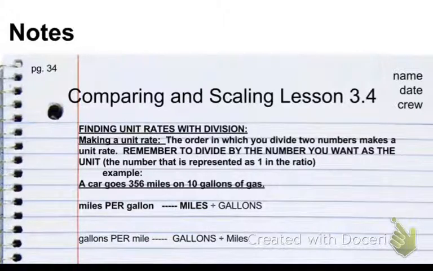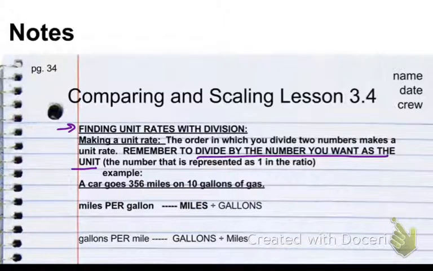Now, finding rates with division can be tricky, which is why we have a whole lesson dedicated to it. Although it's very, very simple. Finding unit rates with division works like this. The order in which you divide two numbers makes the unit rate. Remember to divide by the number you want as the unit. So when you have the number represented as 1, that will come second.